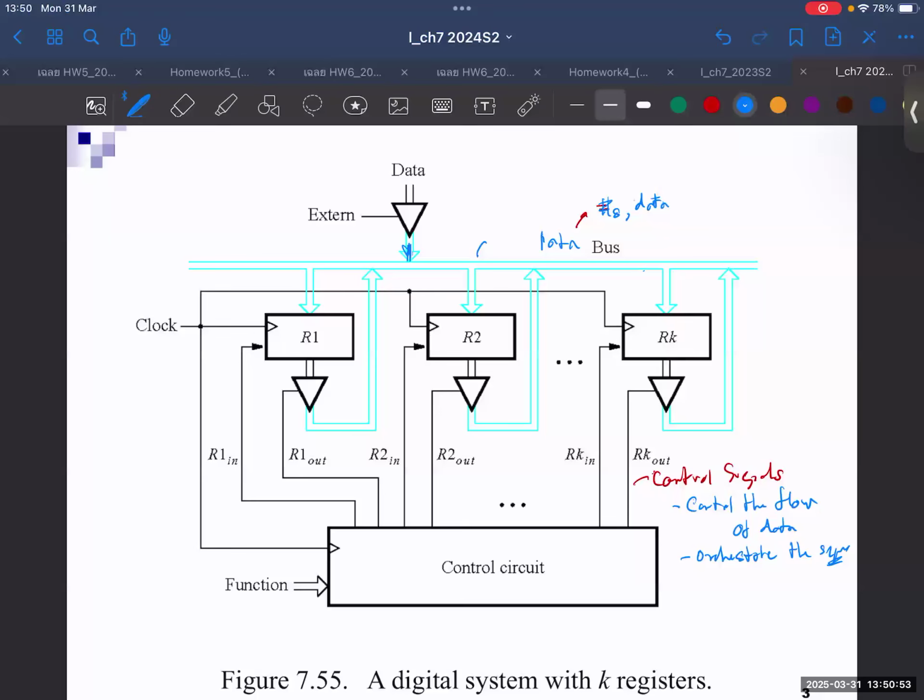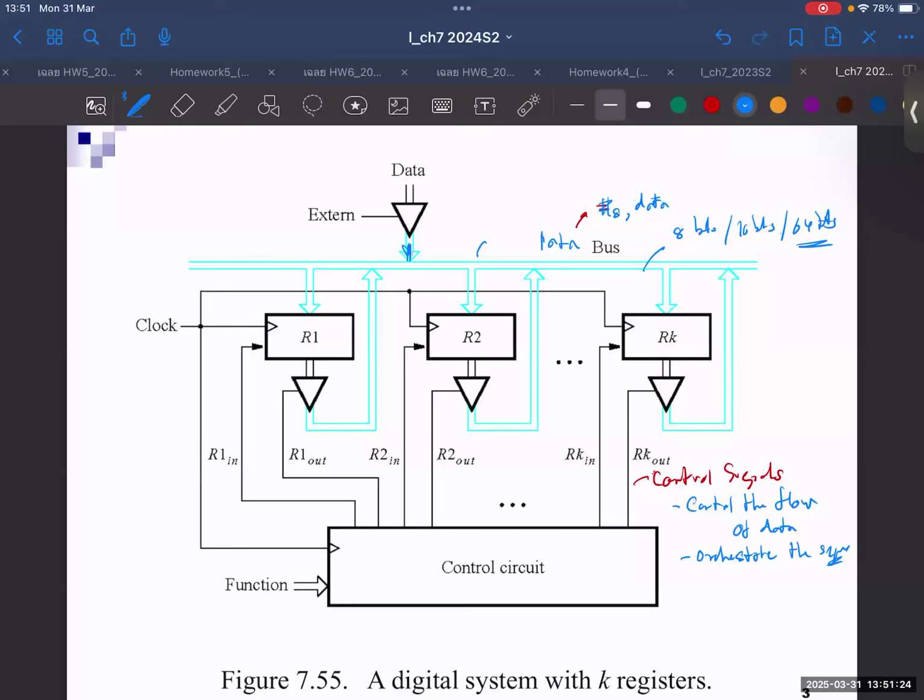Of course, nowadays you can have 8 bits, 16 bits, and nowadays 64 bits in most of the CPUs. So it depends on what you want. Of course, the bigger the bus or the path, the more resources you're going to need for that. Okay, for this simple system, you have, for example, up to K registers.